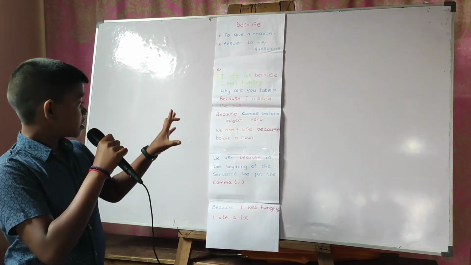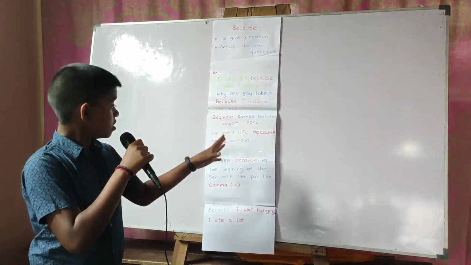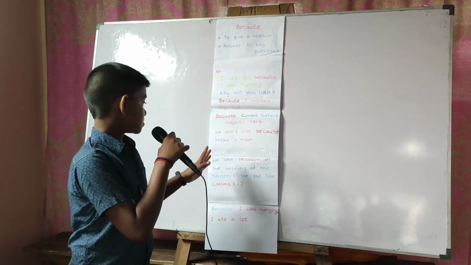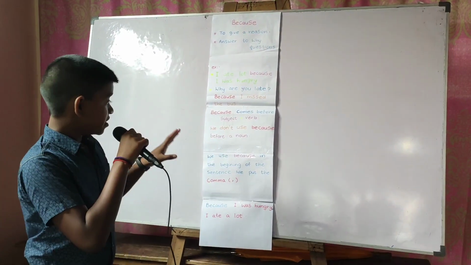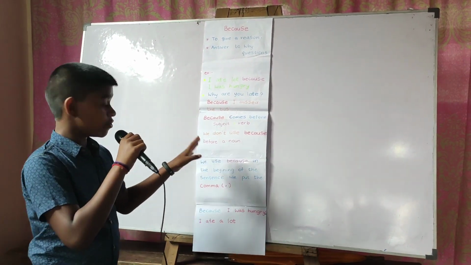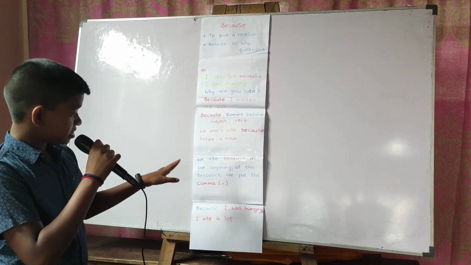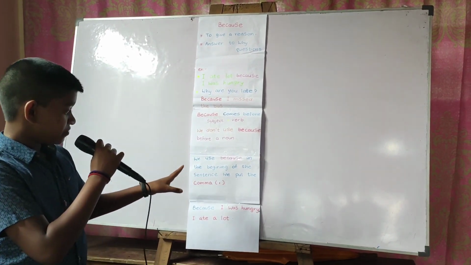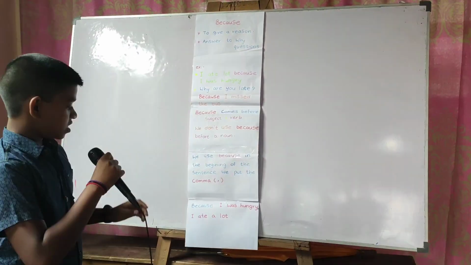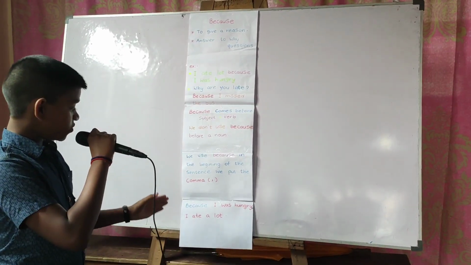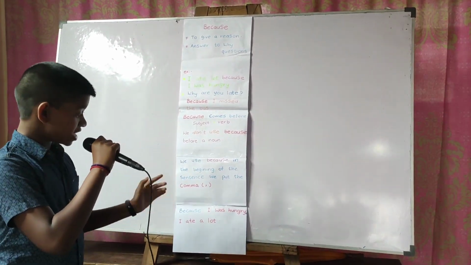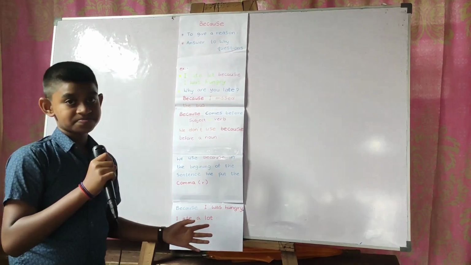Because comes before subject plus verb. We don't use because before a noun. We can use because at the beginning of the sentence, and then we put a comma. For example, because I was hungry, I ate a lot.